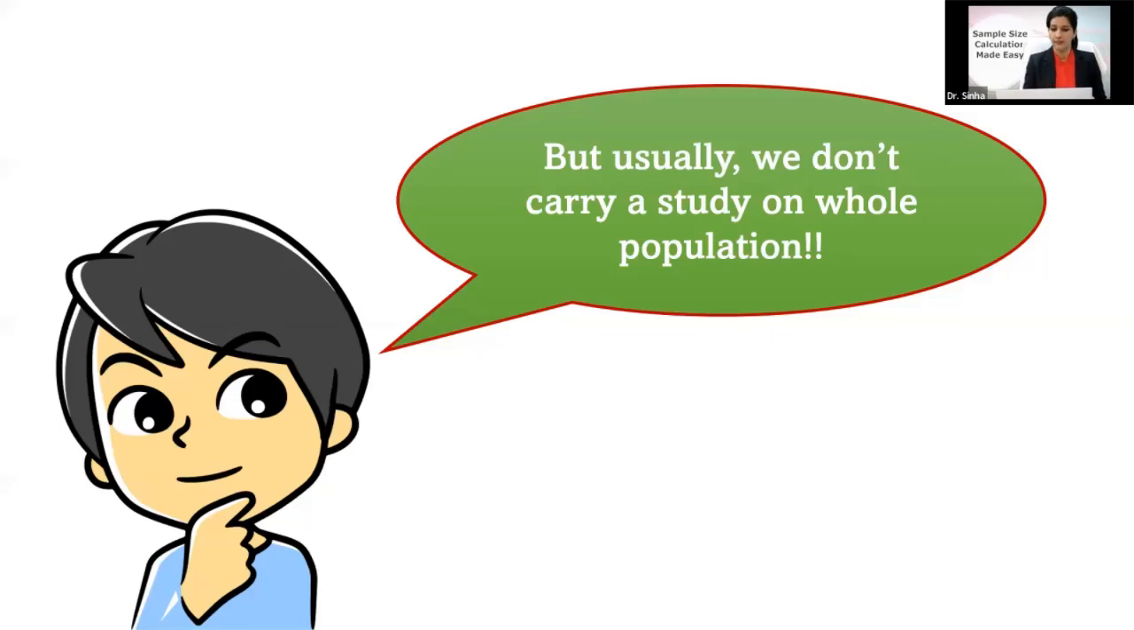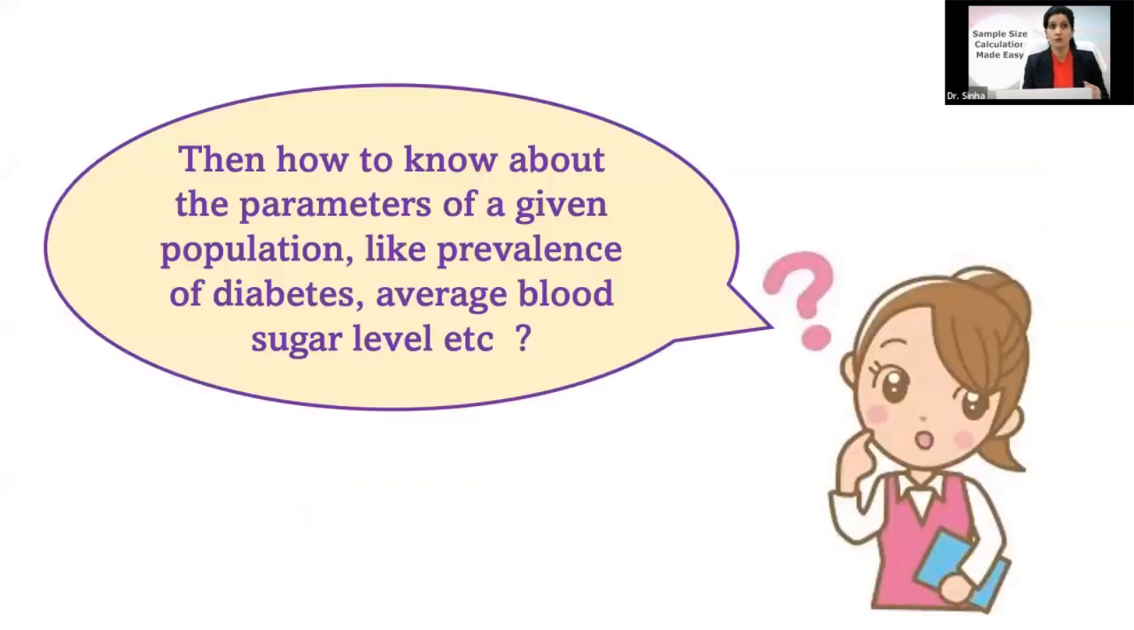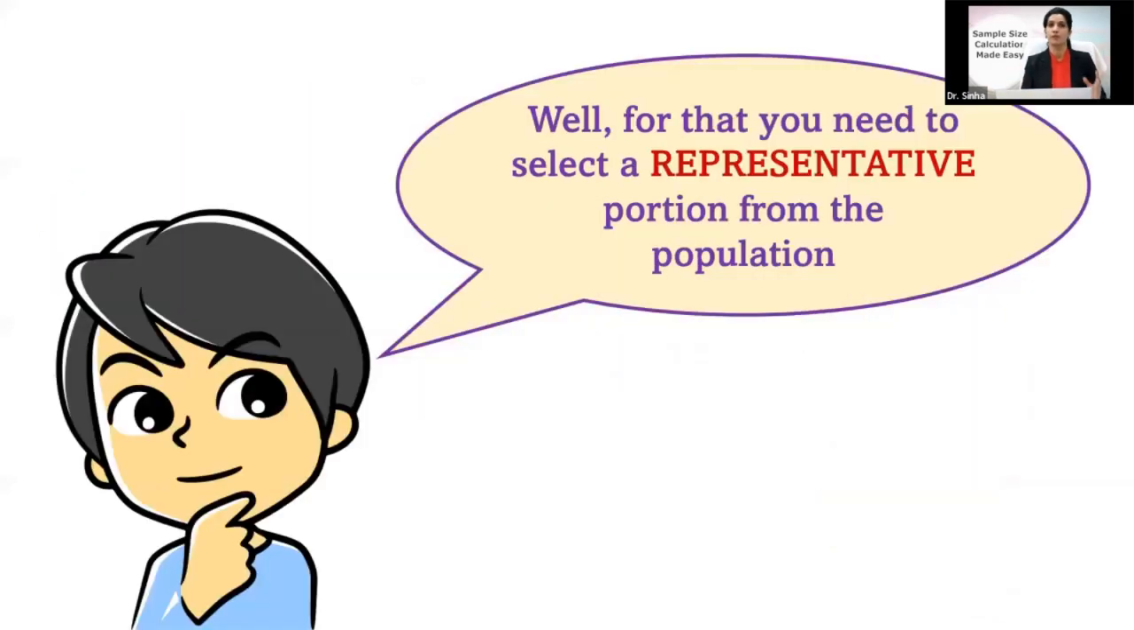That's why you take a sample. So then how to know about the parameter? That's what we discussed in the beginning, that's why we are doing research. We are doing research because we want to project, or estimate, the population parameter. So the prevalence of diabetes, blood sugar, how are we going to know about that? That's why you need to select a sample which is representative of the population.